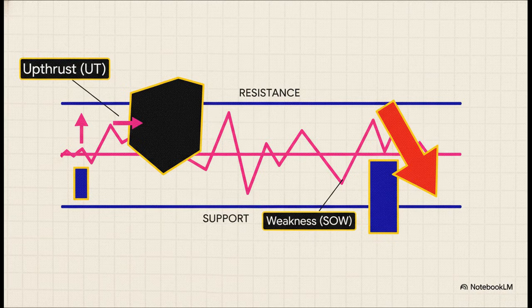And here's the change in behavior you need to watch for. Rallies are weak. They might pop above resistance for a minute. That's called an upthrust, but they can't hold it. They get stuffed right back down. On the flip side, the moves down, the signs of weakness, are powerful and decisive. The market is screaming at you that the balance of power has shifted to the sellers.